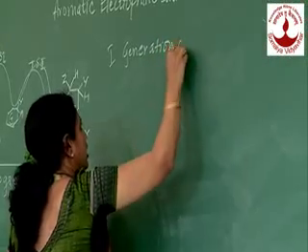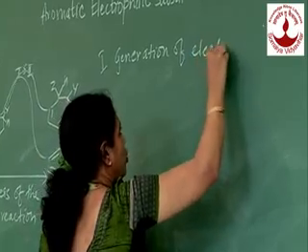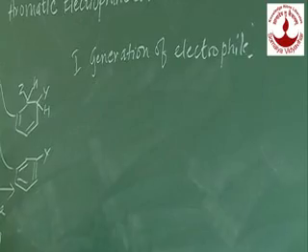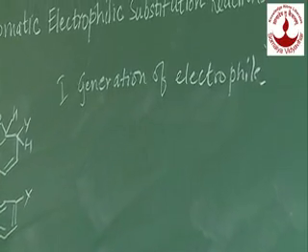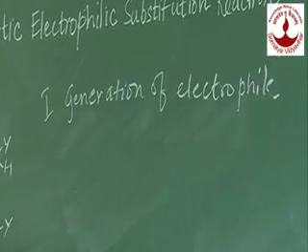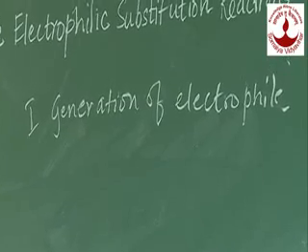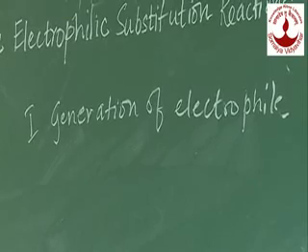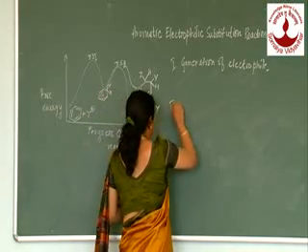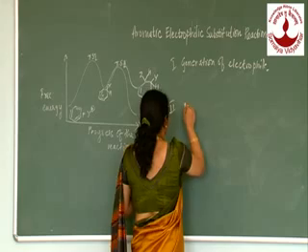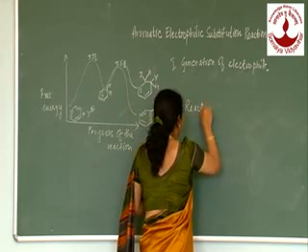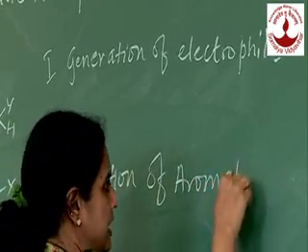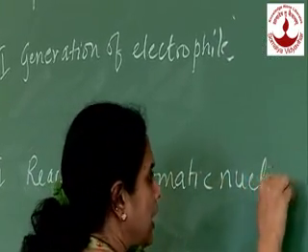So, generation of electrophile. You know that electrophile is a short-lived species. So, it has to be generated in situ, that is in the reaction mixture itself, because it is unstable. It will not remain for a long time. The second step is the reaction of the aromatic nucleus, in this case the benzene ring, with the electrophile.